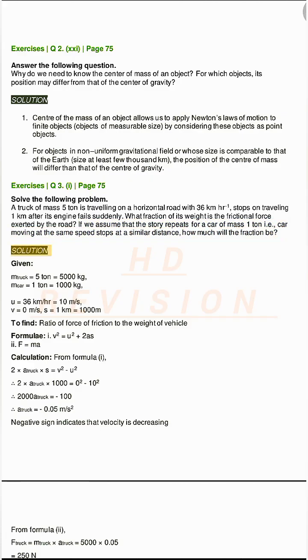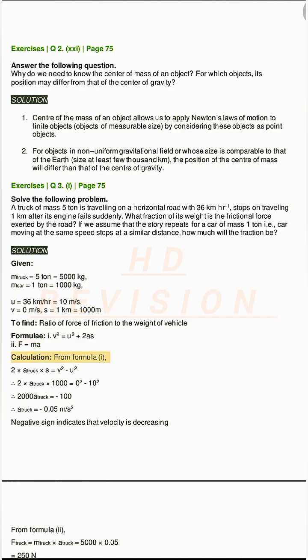Solution. Given: M truck equals 5 ton equals 5,000 kilograms, M car equals 1 ton equals 1,000 kilograms, u equals 36 kilometers per hour equals 10 meters per second, v equals 0 meters per second, s equals 1 kilometer equals 1,000 meters. To find: ratio of force of friction to the weight of the vehicle. Formulae: 1. v² equals u² plus 2as. 2. F equals ma. Calculation: from formula 1.